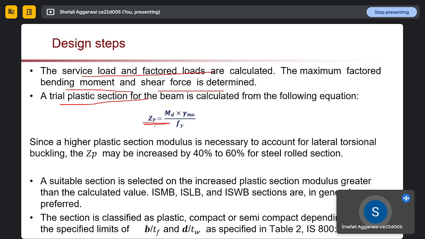From this ZP value, we will check our steel table and select a suitable section for our design. Normally we take ISMB, ISLB and ISWB. These three types of section are preferred for beam selection. We talked about it, that normally we take an I section as a beam section. So we select a section based on our ZP value, and after we have selected our section, we will classify the section as plastic, compact or semi-compact based on its B upon TF and D upon TW values.